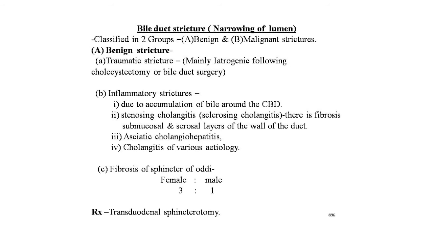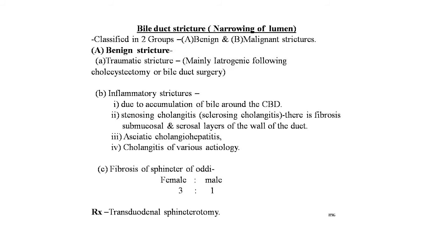Now the next point is bile duct stricture, narrowing of the lumen. Classified into 2 groups: A is benign and B is malignant stricture. First we will see the benign stricture. There are multiple causes like traumatic stricture, inflammatory stricture, fibrosis of sphincter of Oddi. First, traumatic stricture, mainly iatrogenic, following cholecystectomy or bile duct surgery. Second is inflammatory stricture due to accumulation of bile around the CBD.